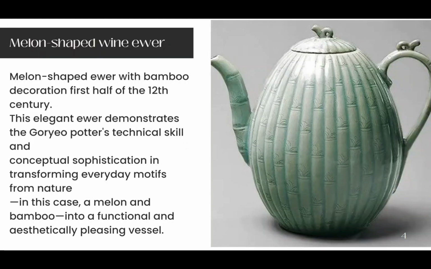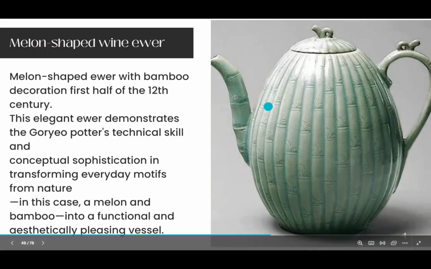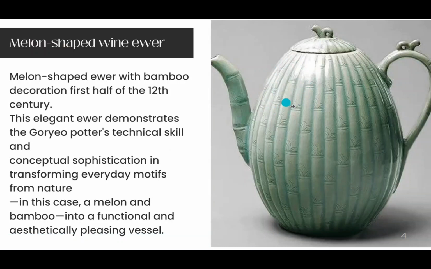Did you know this miniature wine ewer was buried in a tomb for the soul of the deceased? Many Celadon ceramics such as this, and miniature pots, have been repaired with gold lacquer. And this is the melon-shaped wine ewer.